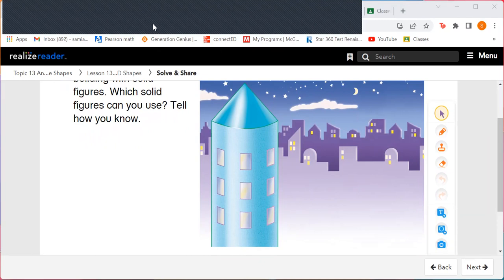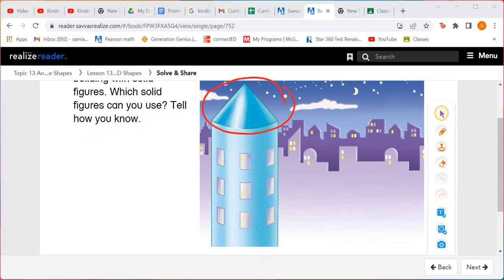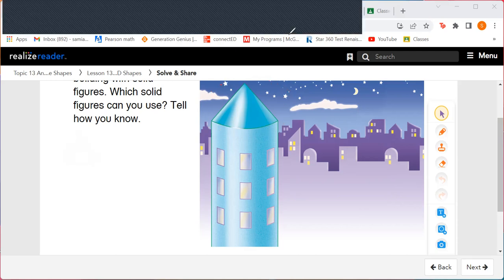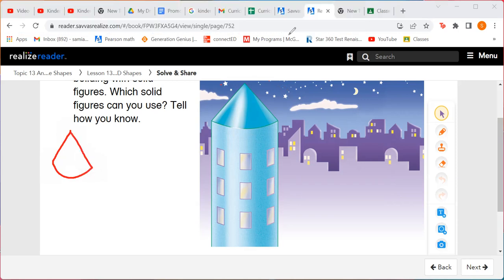So let's look at the shape of the building. What do you see? Do you see a cone up here? It's shaped like a triangle, but we want a solid figure. So a solid figure would be, don't mind my messy drawing here, a cone. So we wouldn't use a triangle, but I'm going to draw it again. We would use a cone.